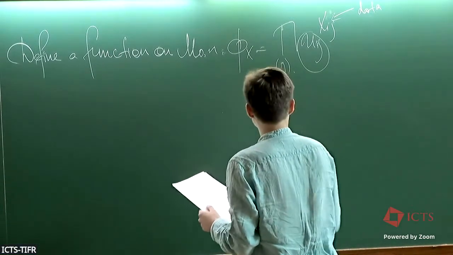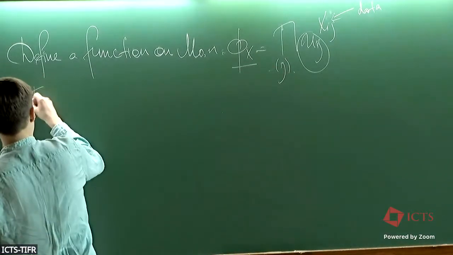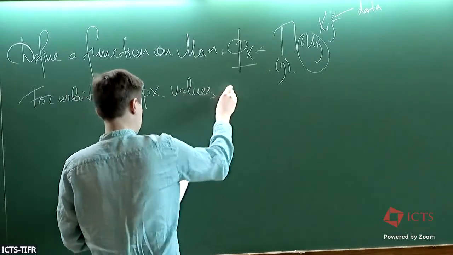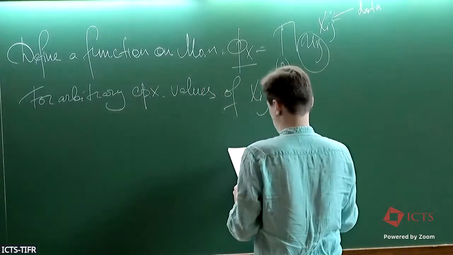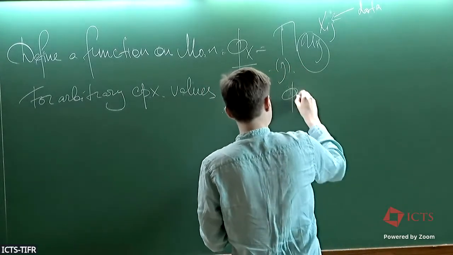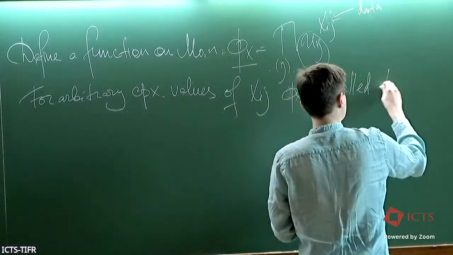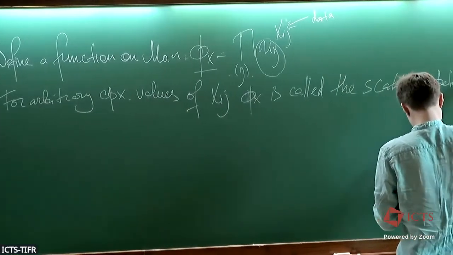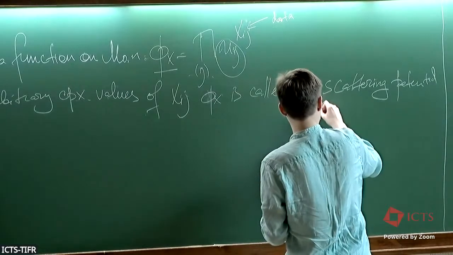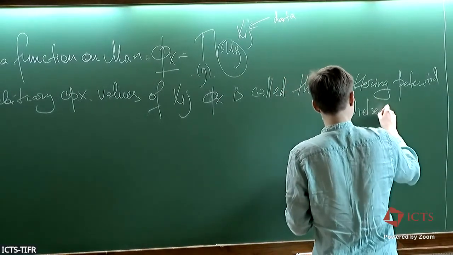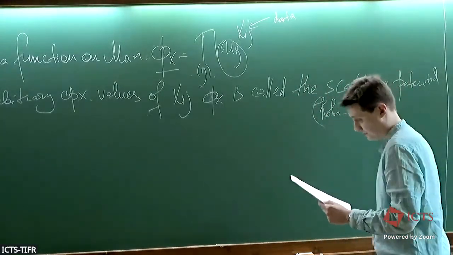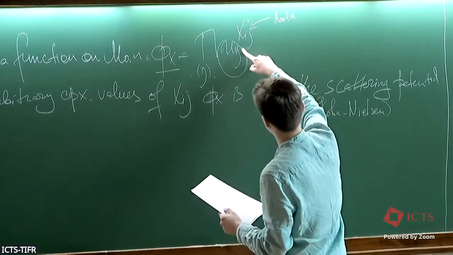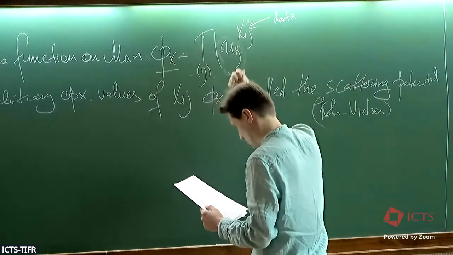Okay, so this function, for arbitrary complex values of x_ij, phi of x, is called the scattering potential, or the Koba-Nielsen potential, on M_{0,n}. This is the product of u_ij raised to the exponent x_ij.